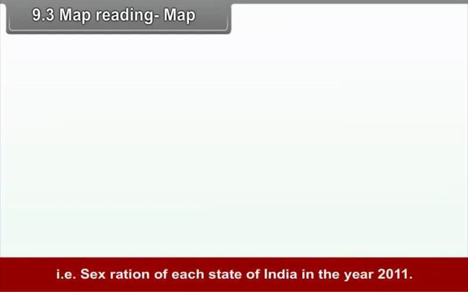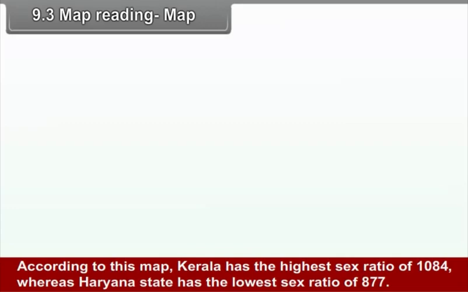Map in Figure 9.2b. It is a map of India that has a very specific theme, that is, sex ratio of each state of India in the year 2011. Different shades are used for different ranges of ratio of females per 1,000 males. Besides shades of color, actual sex ratio of each state is also given. According to this map, Kerala has the highest sex ratio of 1084, whereas Haryana state has the lowest sex ratio of 877.